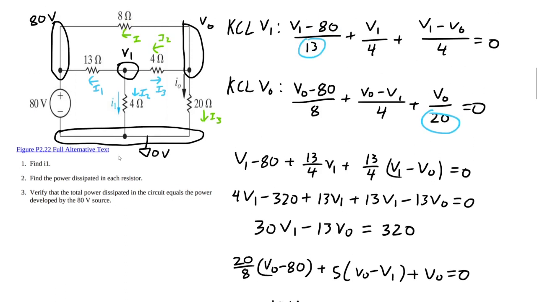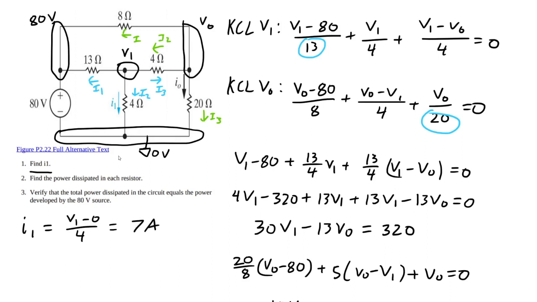So from that, we can find I1, which is the number one thing we need in the problem. So I1 is going to be V1, which is 28, minus 0 over 4, so it's going to be 28 divided by 4, which is 7 amps.